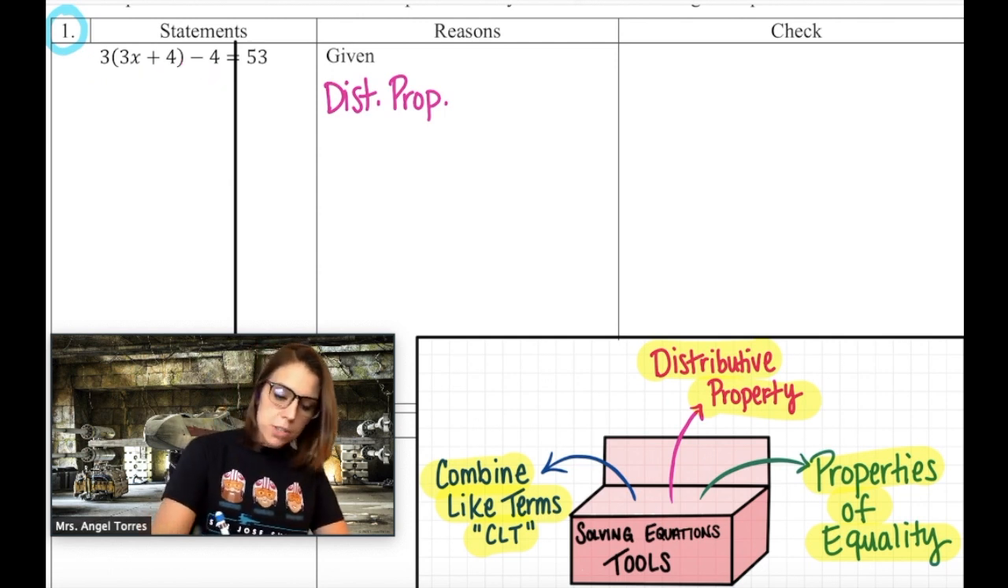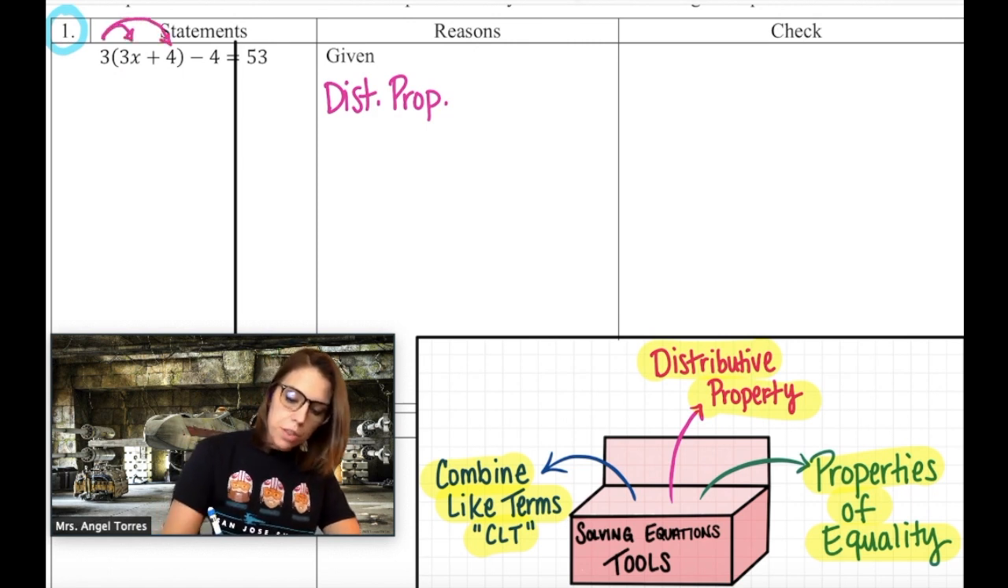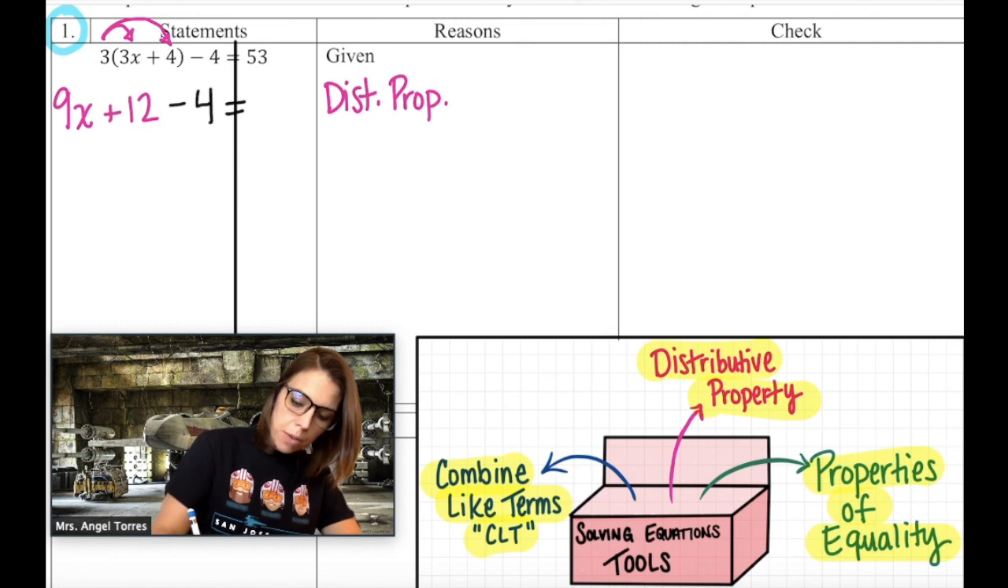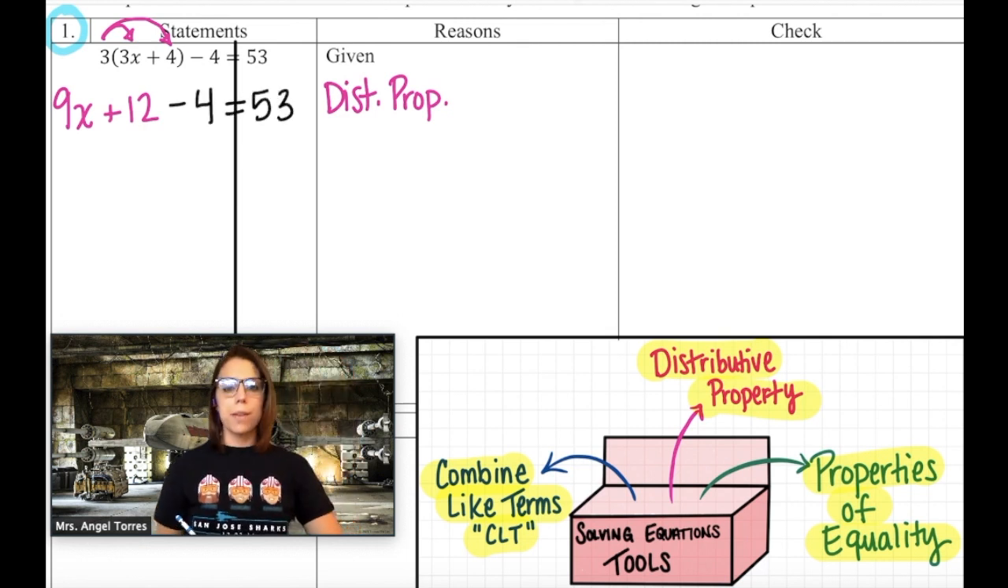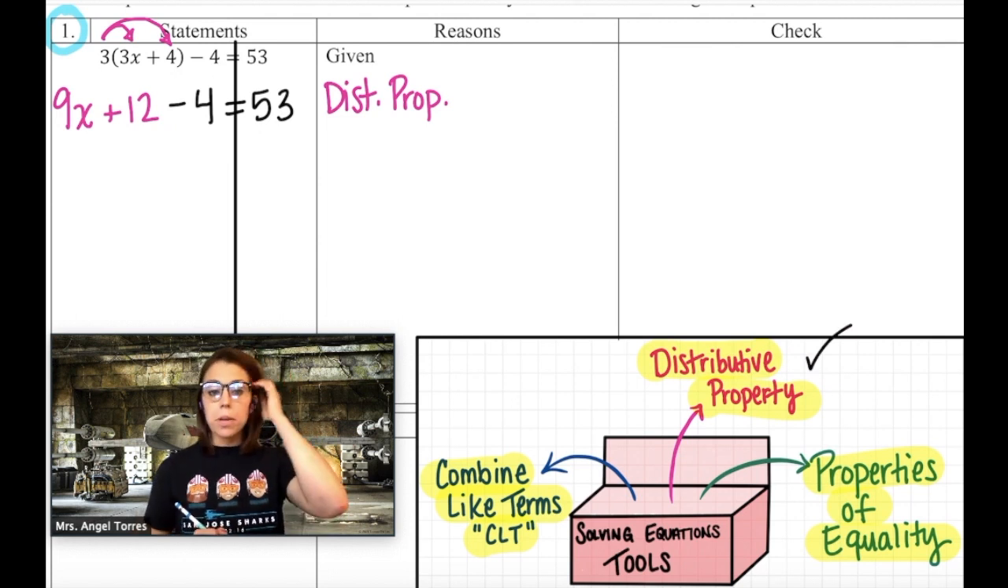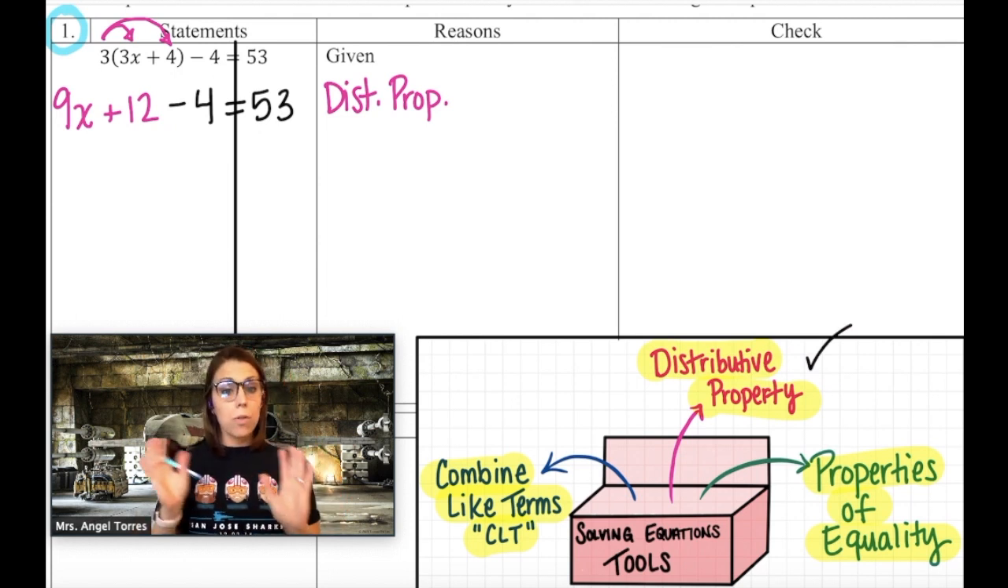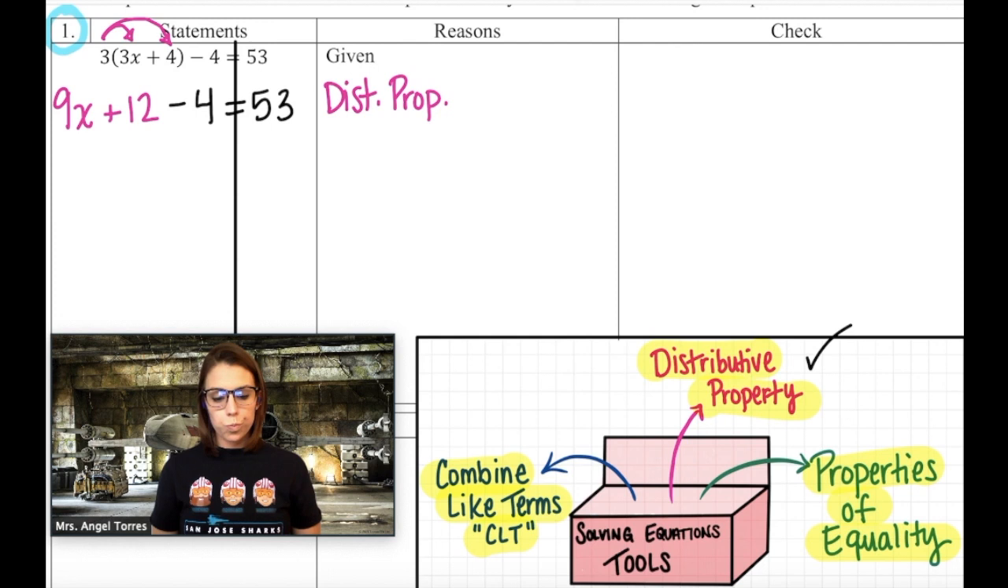So I'm going to start by distributing 3 to 3x and 3 to my positive 4. 3 times 3x is 9x. 3 times 4 is a plus 12. I'm going to bring down my additional term and my equal sign, 53. So now I've used the distributive property in my toolbox, and I no longer have parentheses. What could I do next?